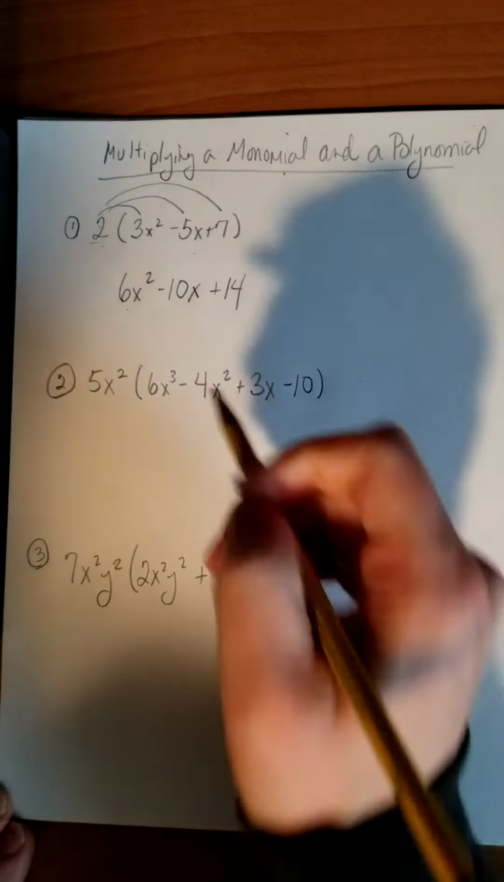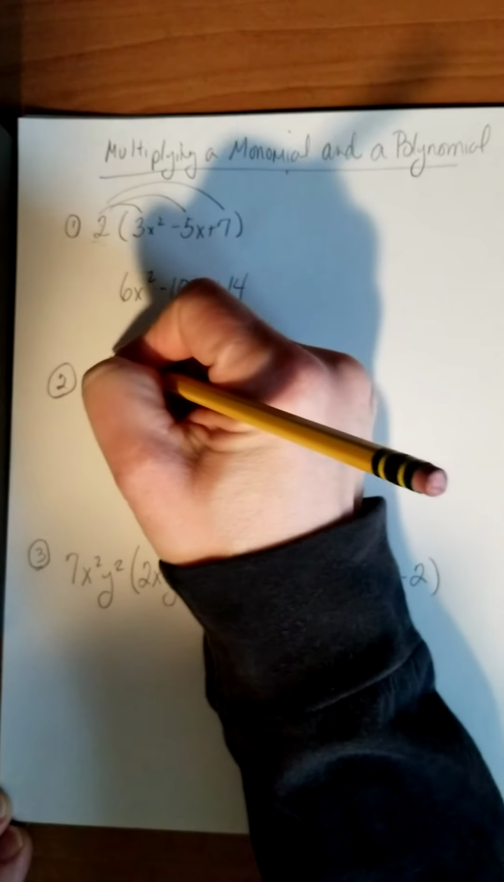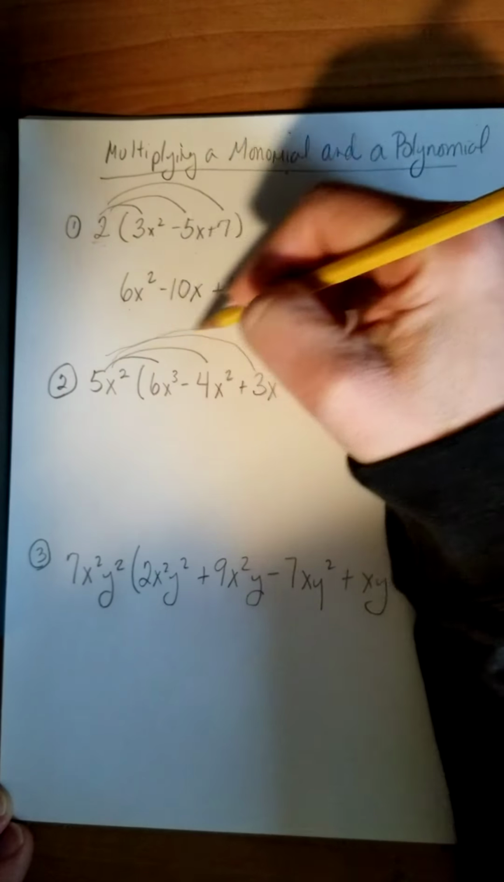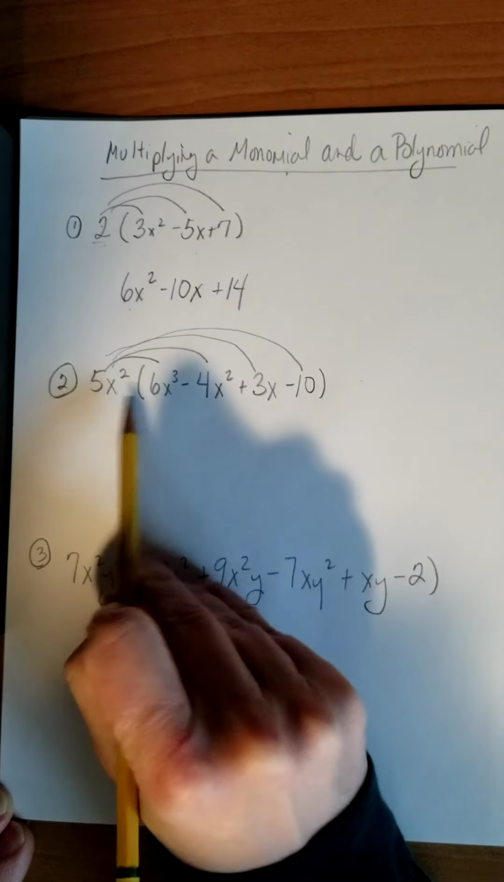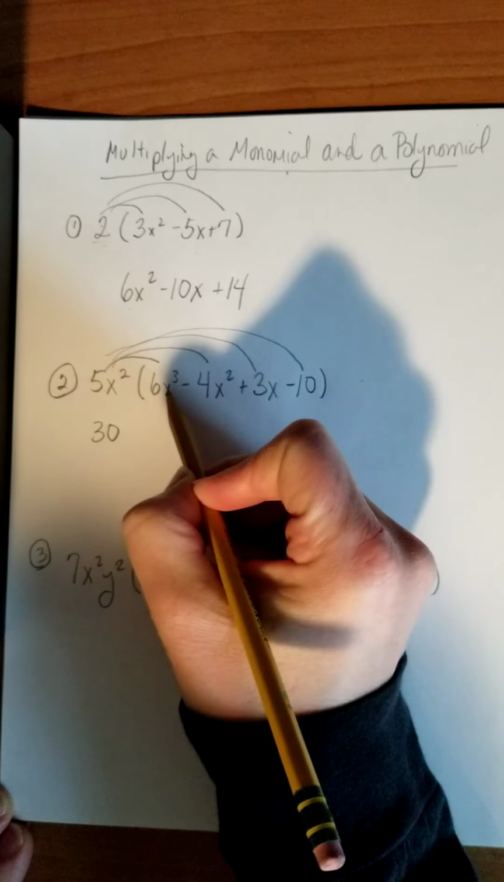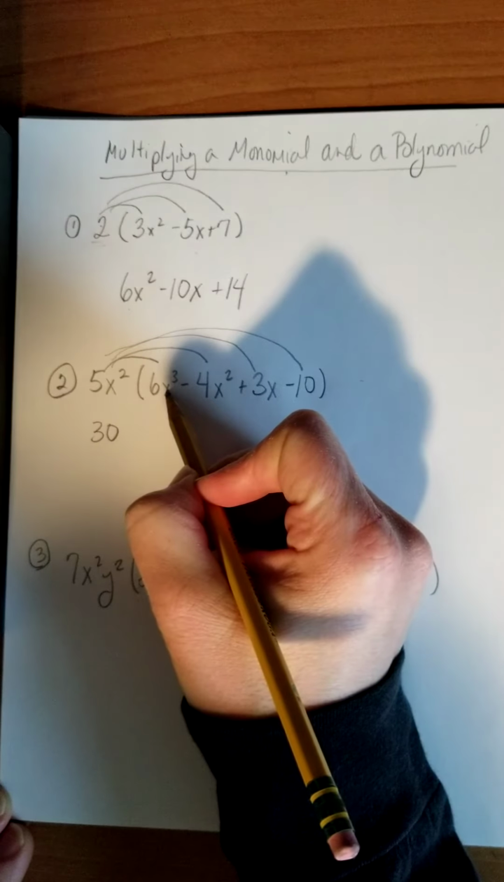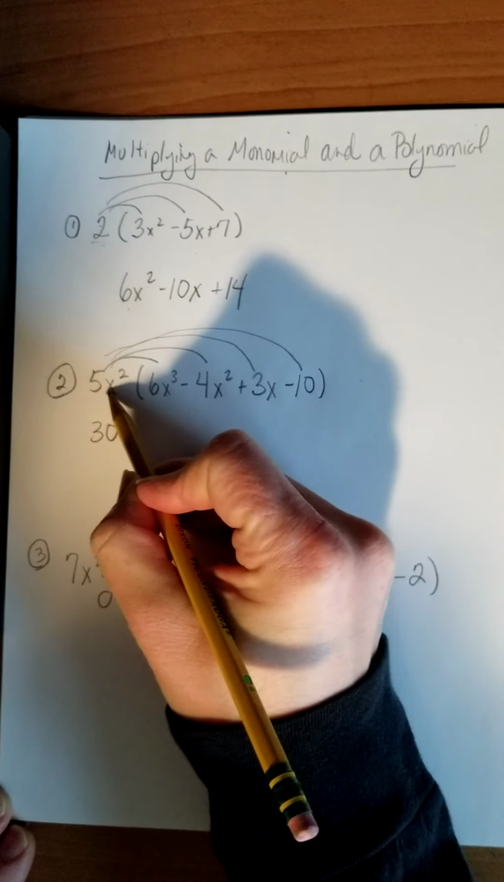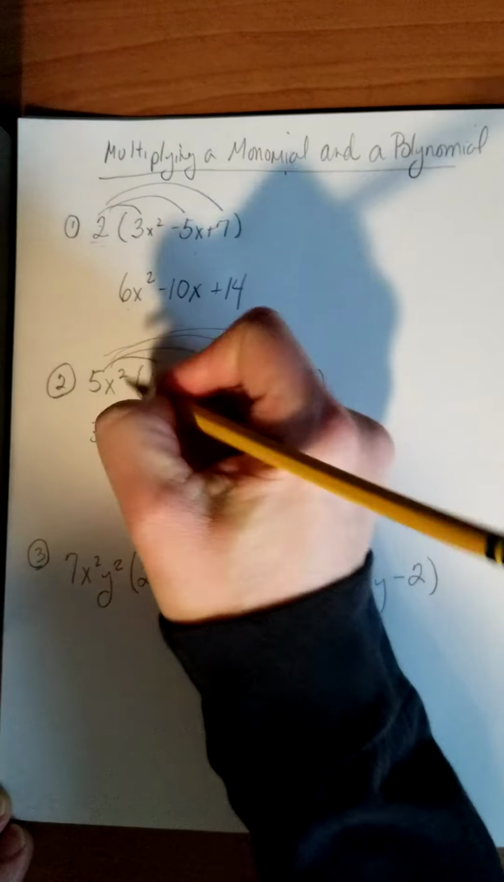Second one, we're going to take the 5x squared through. I've made these a little bit more difficult. This guy's going through 4 things. So 5x squared times 6x cubed. 5 times 6 is 30. X squared times x to the third. So we have to think about how many x's we have. X squared, there's 2. X cubed, there's 3. That's x to the 5th.